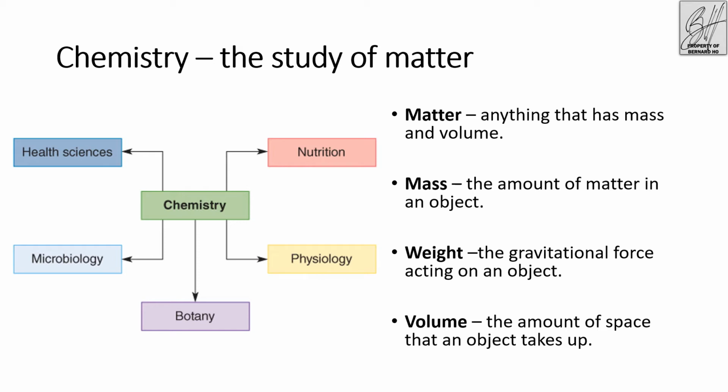And that's because if there's more mass, then there's more for gravity to act on and pull down, and that's what produces weight. That means that the same amount of matter can have different weights depending on how strongly gravity acts on it. And lastly, volume is the amount of space that an object takes up, space being a three-dimensional space.